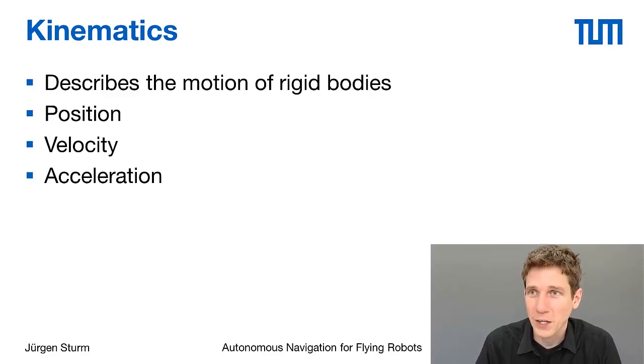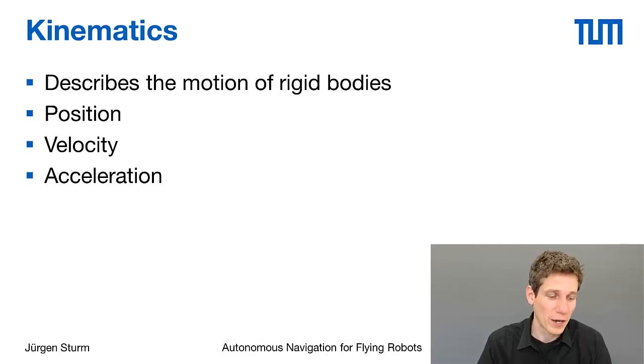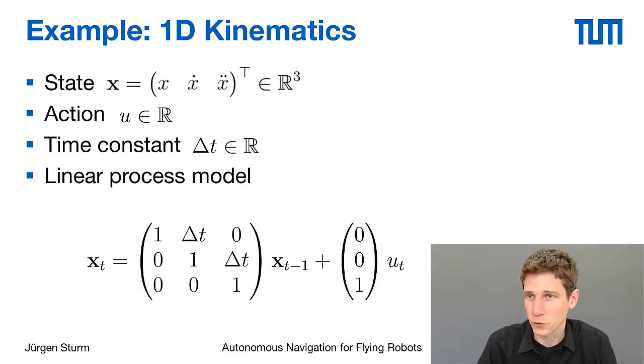So kinematics in general describes the motion of rigid bodies. Typically you can describe the state of a rigid body in classical mechanics by its position in space, by its current velocity and by its acceleration. And then you can find very simple rules. Know that if you integrate up acceleration you get the velocity, if you integrate velocity you get position. And just to immediately give an example of how this might look.